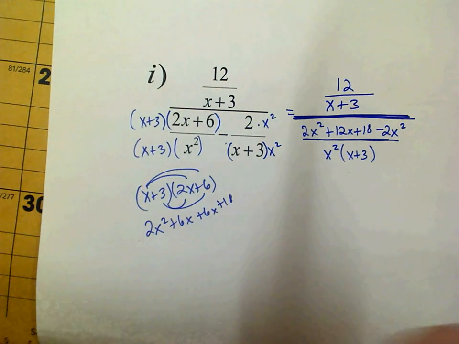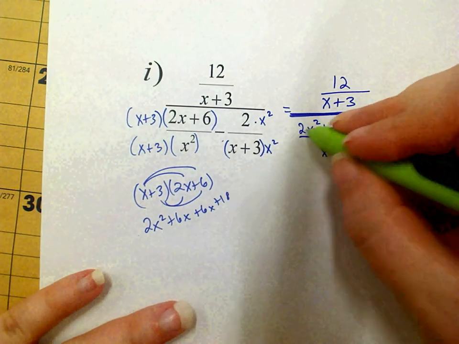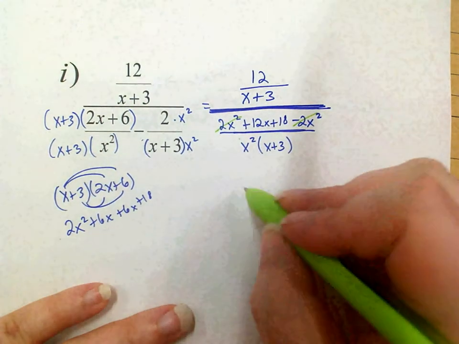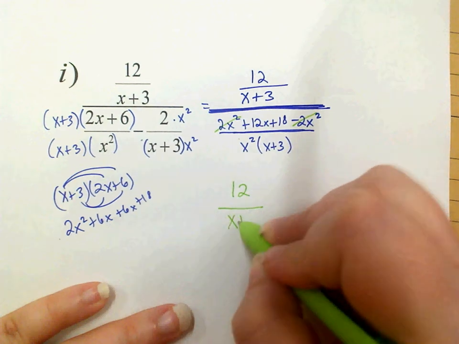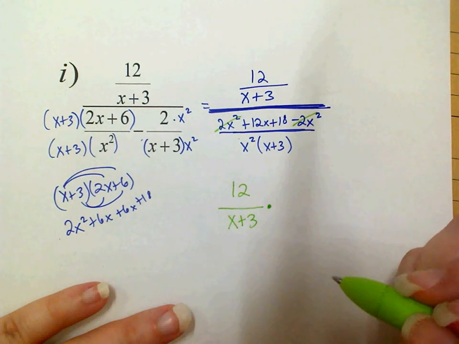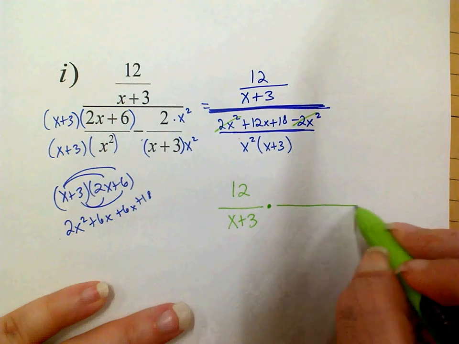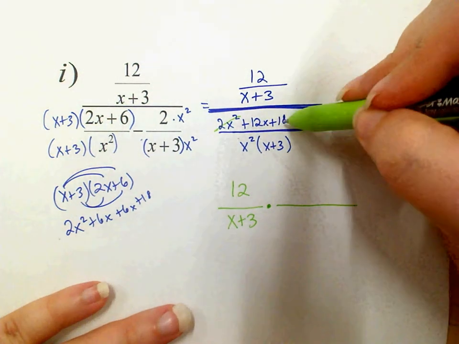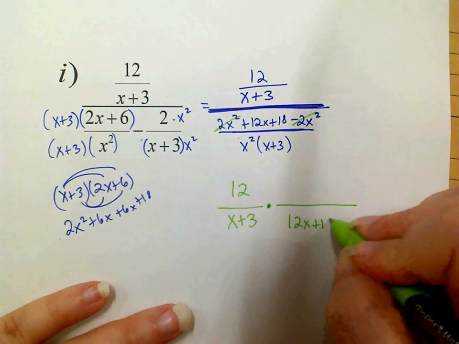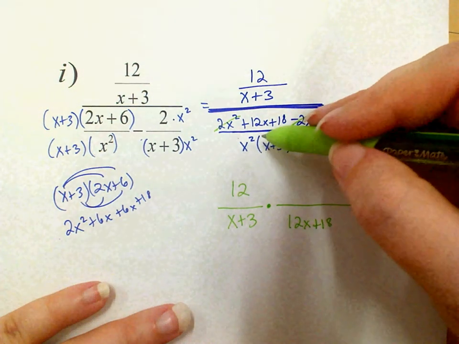Okay? So I'm going to simplify and then I'm going to start factoring. I noticed that 2x squareds will cancel each other out. And so here's what I'm really dealing with. 12 over x plus 3 times, 12x plus 18 is in the numerator, so that should go in the denominator. 12x plus 18. And x squared times x plus 3 is in the denominator, so that should go in the numerator. x squared times x plus 3.